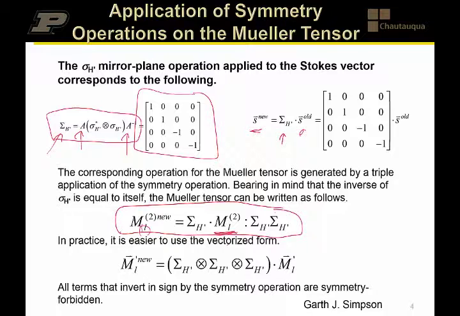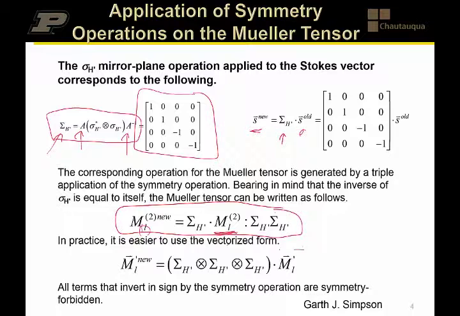If there are elements in the Mueller tensor that invert in sign, for example, upon application of the symmetry, then those must be zero valued, because M must be unchanged by operation of this symmetry if it has that symmetry. So that's how you can tease out which tensor elements are retained and which ones are lost based on this symmetry.